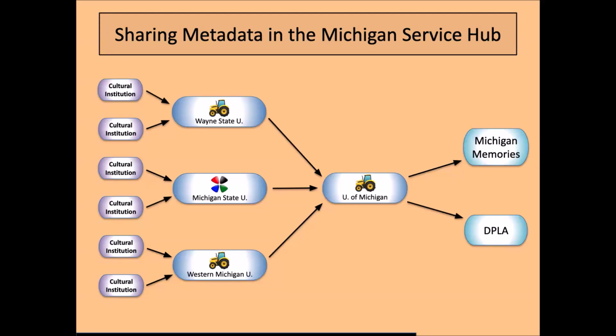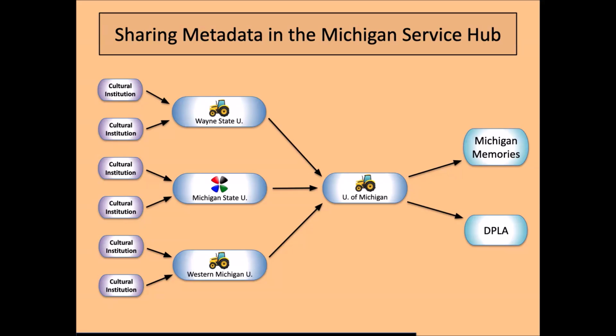What I do then is put them in touch with a metadata specialist at one of the other three universities. And metadata specialists at those universities work with a chosen liaison at that institution to talk about which collections we want to share and what's the metadata we want to use to describe those collections.